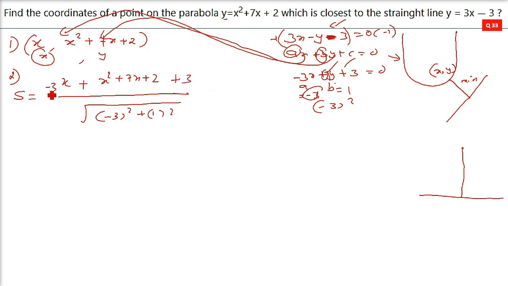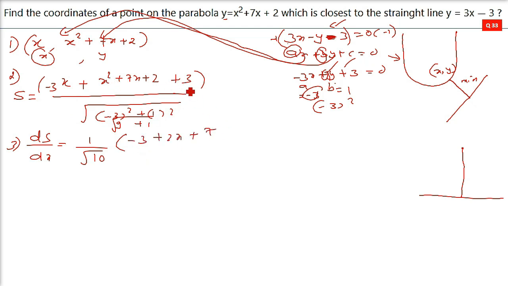So this is your distance. This is your s. You can call it a distance, or a d also. Now I am simplifying it and then differentiating it. So this denominator is of course 1 by under root 10. I am doing this differentiation. So it is minus 3 plus 2x plus 7. 7 minus 3 is 4. You are going to get 2x plus 4. So in the numerator you have 2x plus 4, and in the denominator you have under root 10.